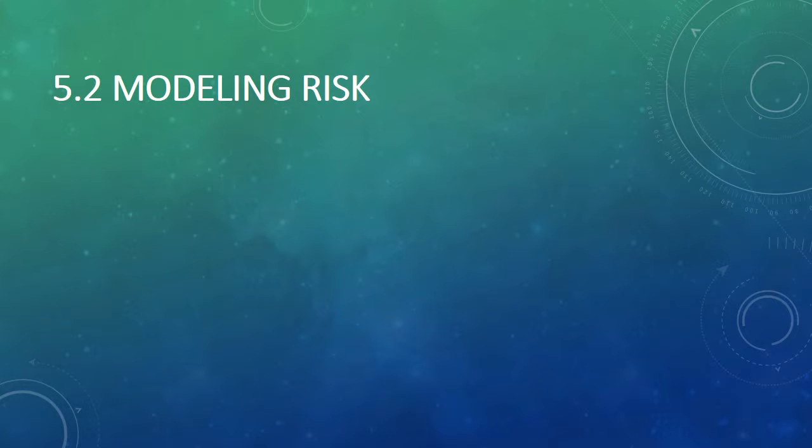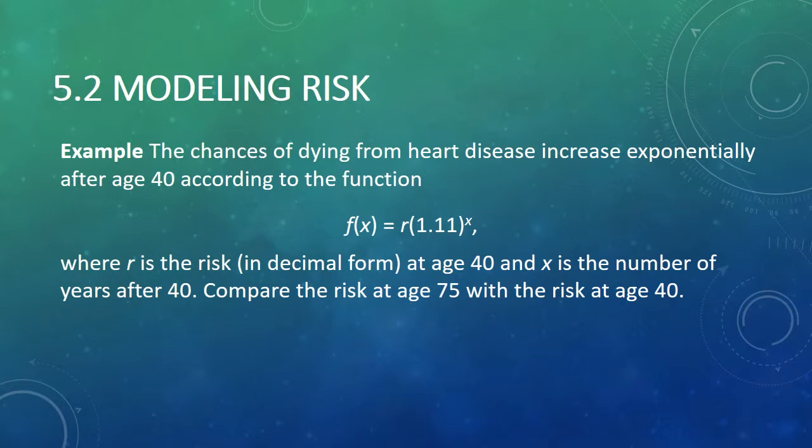This problem is another application. We're going to model risk. The chances of dying from heart disease increase exponentially after age 40 according to the function f of x equals r times 1.11 to the x, where r is the risk in decimal form at age 40 and x is the number of years after 40. Compare the risk at age 75 with the risk at age 40. Now I know we don't know what r is, so just leave that as r. Pause the recording, give this a try, and resume to see how you did.